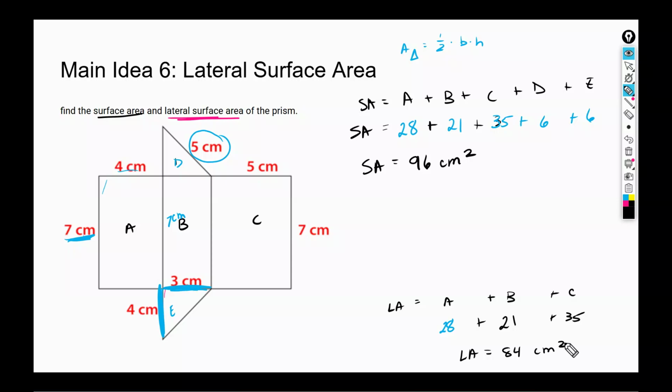So there you have it. Lateral area and surface area. Just a lot of small calculations. Writing your work down on paper is going to help you tremendously. If you try and do all of this in your head, I think you will struggle. Reach out to your teacher if you need help.